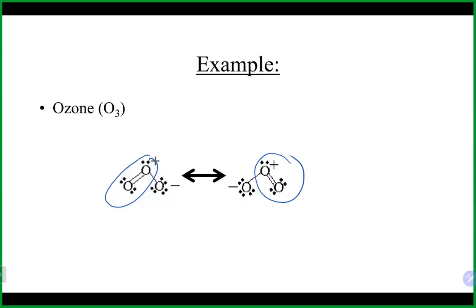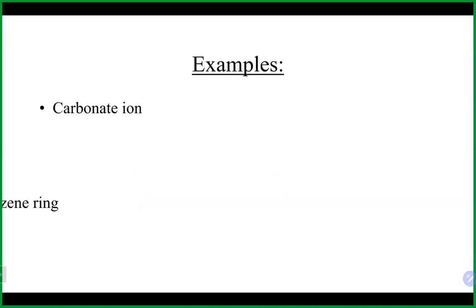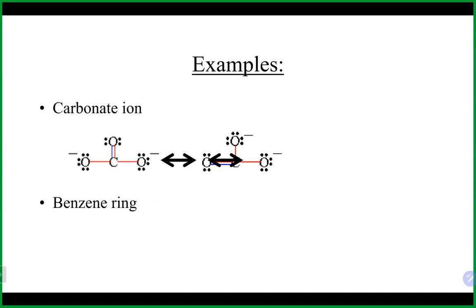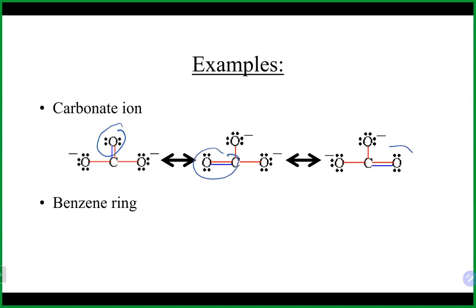But again, they're equivalent structures that you can see. This is our carbonate example. And again, that's where the -2 comes into play, where those charges are. But we could double bond up on top. We could double bond to the left. And we could also double bond to the right.